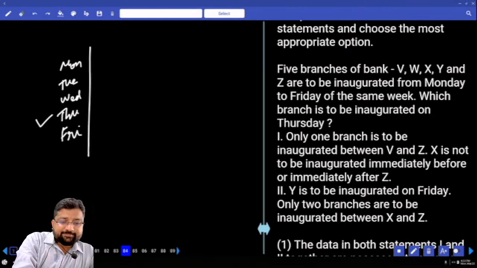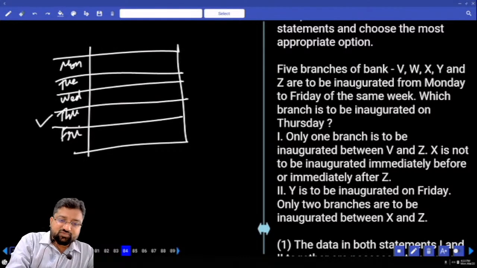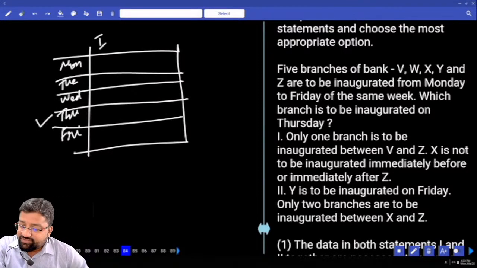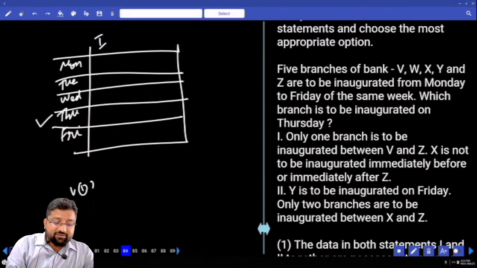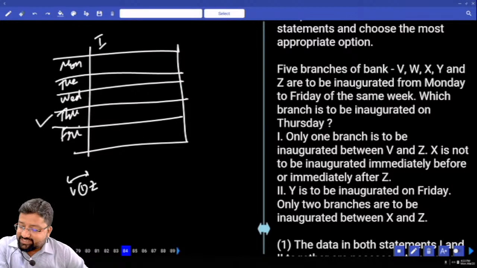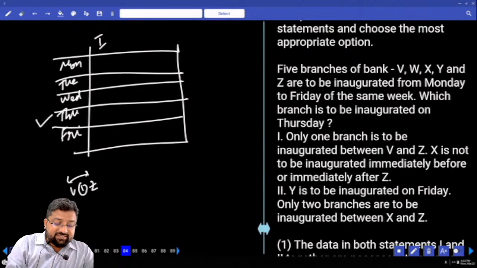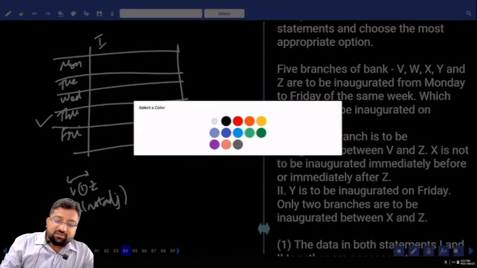The question is on Thursday. Chalo. First, I'll go for the first statement. What is the first statement? Only one branch is to be inaugurated between V and Z. How many between V and Z? Only one bank. Next, X is not to be inaugurated immediately before or immediately after Z. Z and X, not adjacent. From this information, can I say which bank is inaugurated on Thursday? From this, it is not clear.